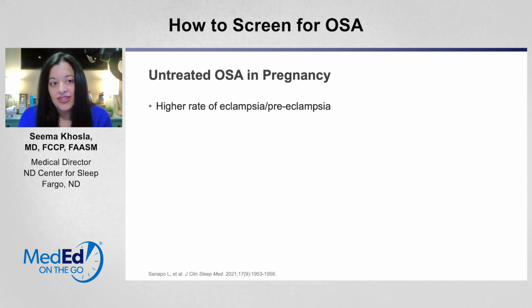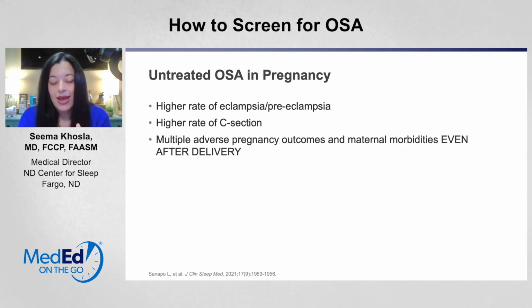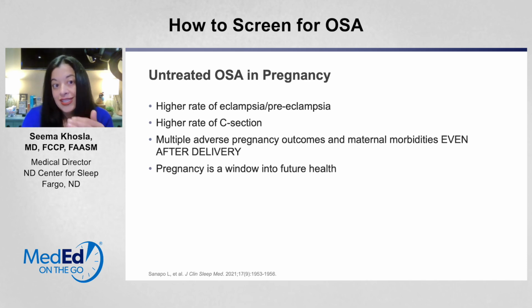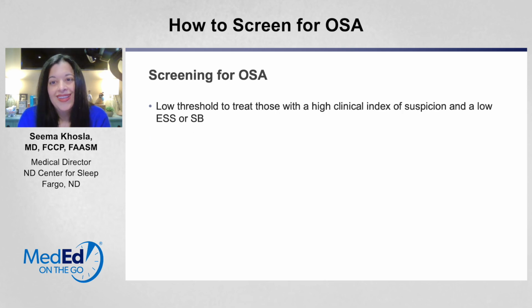We worry about this because our pregnant patients with untreated sleep apnea have a higher rate of eclampsia and preeclampsia, and they have a higher cesarean section rate. They have a lot of really bad outcomes even after delivery. So remember, pregnancy is a window into future health. So these are patients that you really do want to continue to follow as you see them year over year, and you want to continue to ask them about their sleep and their sleep apnea symptomatology.